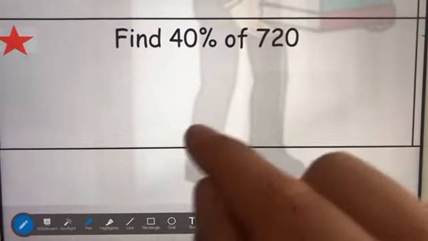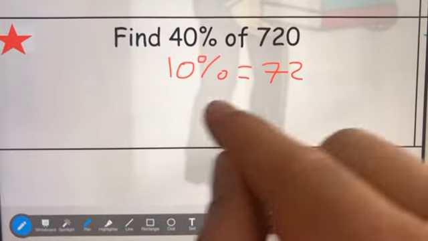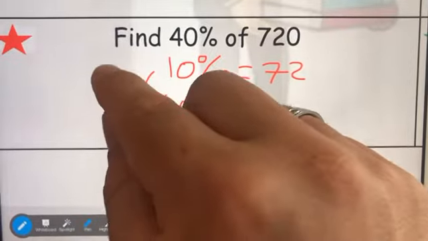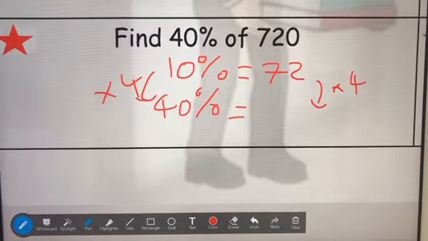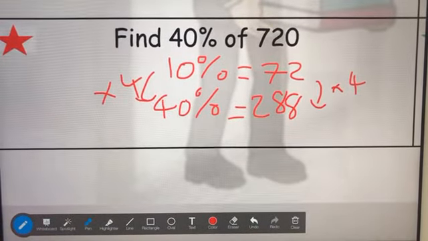40% of 720, always find 10% first. 10% is 72. And then if I times that by 4, because I want 40%, so I need 4 lots of 10%, times both sides by 4. 72 times 4 gives you 288. That's 1 point.